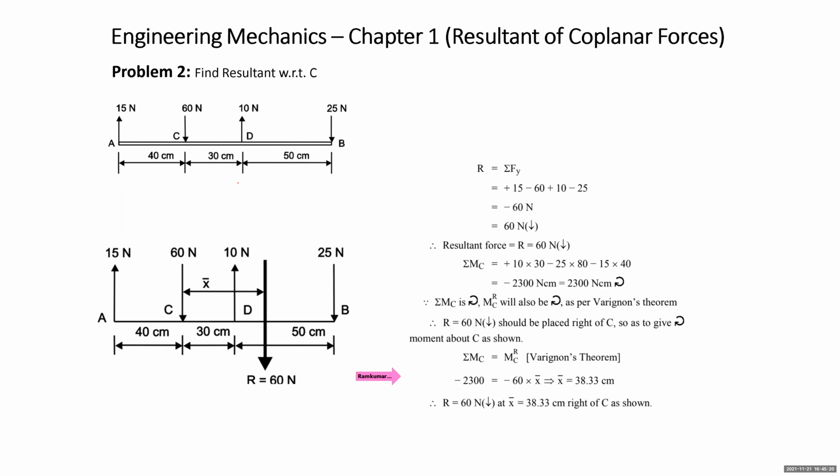Now, next problem, find the resultant with respect to C. In this problem, he has mentioned that you need to solve the resultant with respect to point C. Can you see that? Normally, they do not say. If they had not said anything, we could have taken reference point as A, or we could have taken reference point at B. Normally, हम reference point को बीच में नहीं लेते हैं.